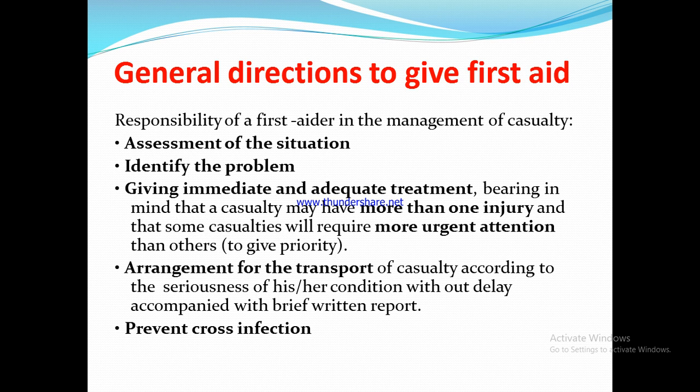And after these steps, the casualties should be transported for further observation, treatment and assistance if needed. Otherwise, he has to be sent off to his home or to his friends or family. This is also included in the actual management procedure of the casualty.